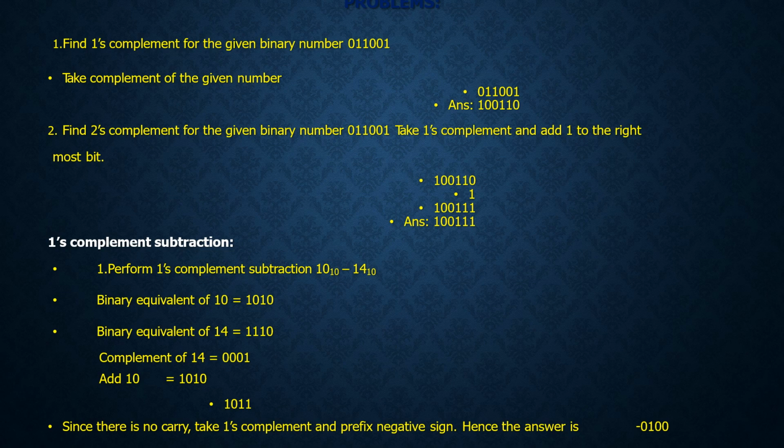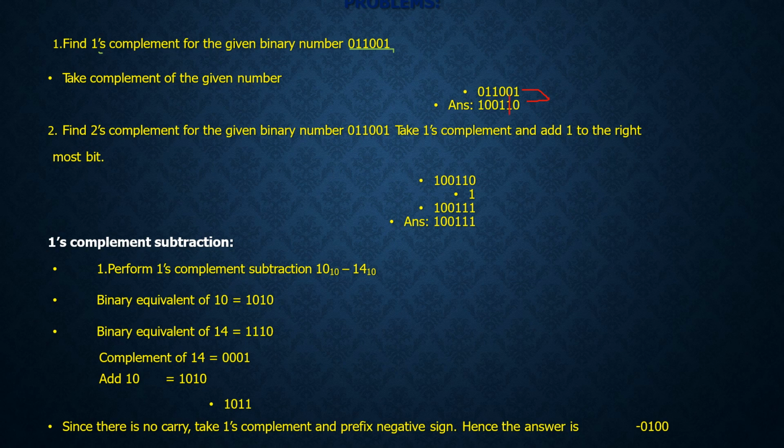First one: find the 1's complement for the given binary number. This is the given binary number. How will you find it? How can you do it easily? Finding the 1's complement is nothing but inverting. Whenever you get 1, you put 0 there, and wherever you get 0, you put 1. So you can see that 1 gets converted to 0 and 0 gets converted to 1 wherever the corresponding value is present.